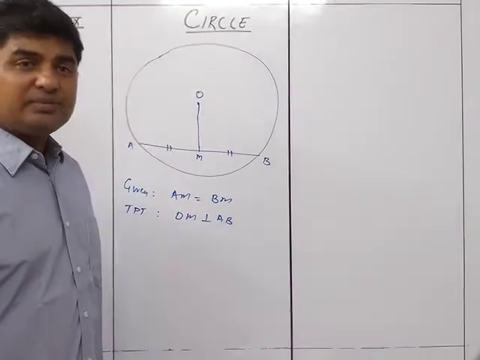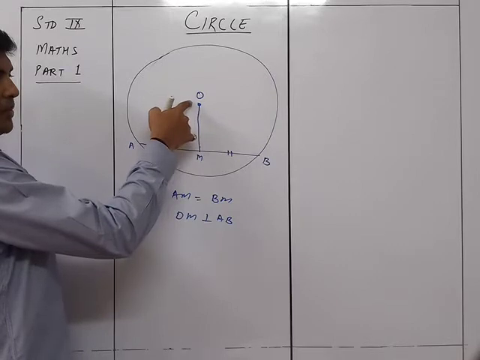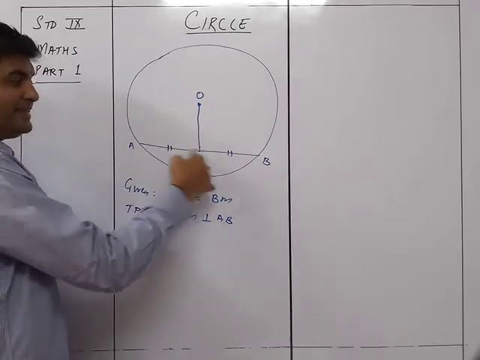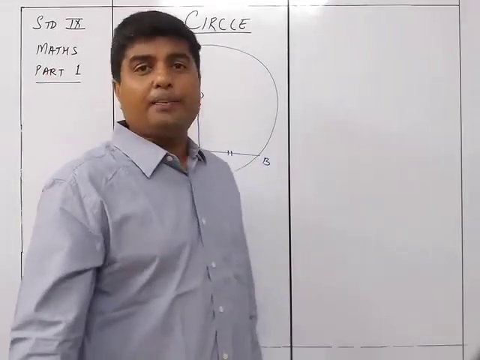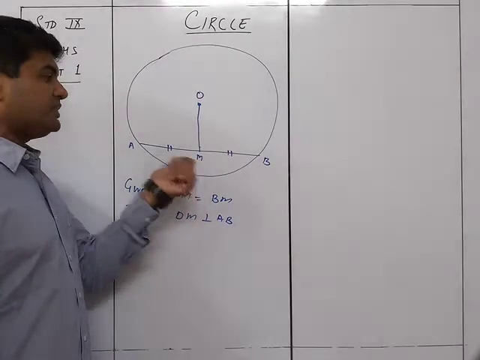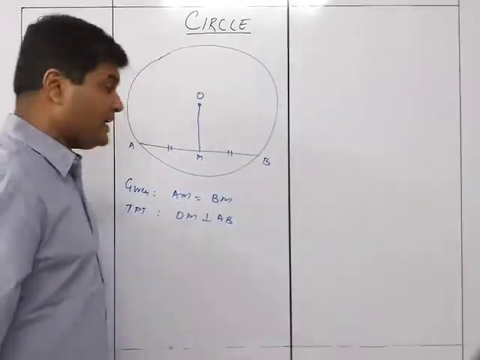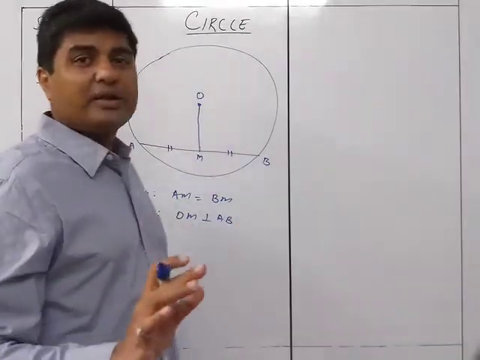So the theorem states that a straight line drawn from the center of the circle to a chord, bisecting the chord. That means if I am joining the point O to M, which is the midpoint of AB, then it is found that OM and AB are perpendicular to each other. This is what the theorem means.